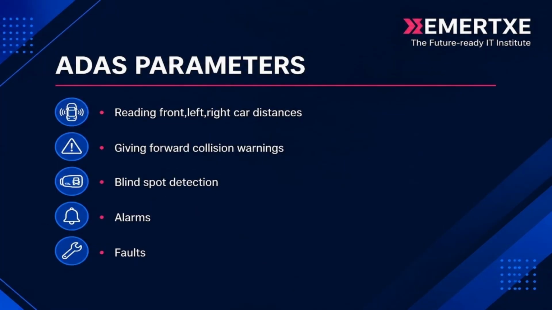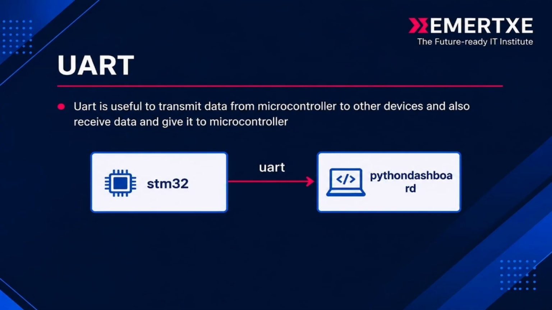In the next slide, ADAS parameters: reading front, left, and right car distances, giving forward collision warnings and blind spot detection, and using alarms as notifications. UART is useful to transmit data from the microcontroller to other devices. In this EV dashboard, we will send data from STM32 to the Python dashboard.